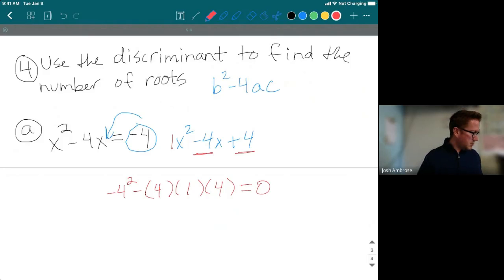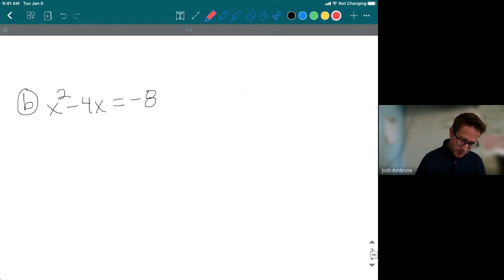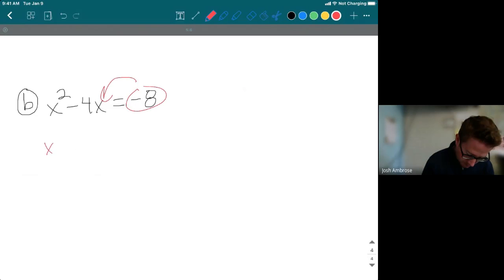So now take a look at that chart on the very top of page 358 that I hope you copied into your notes. If you have your discriminant of 0, that means you have 1 solution. Okay, so 1 distinct solution. I need to know that, and I need to know that right there. All right, let's do part B. Again, let's take this value, bring it over here. X squared minus 4x now plus 8.